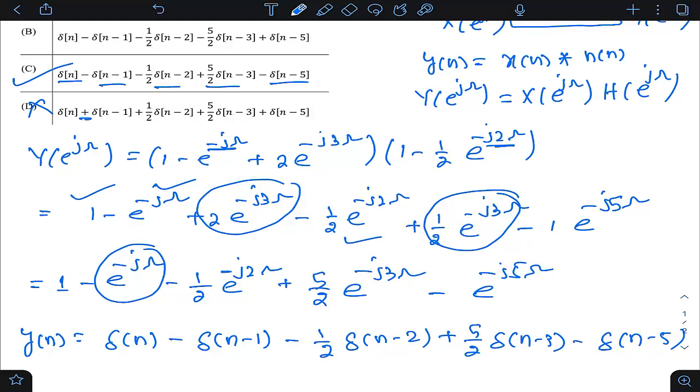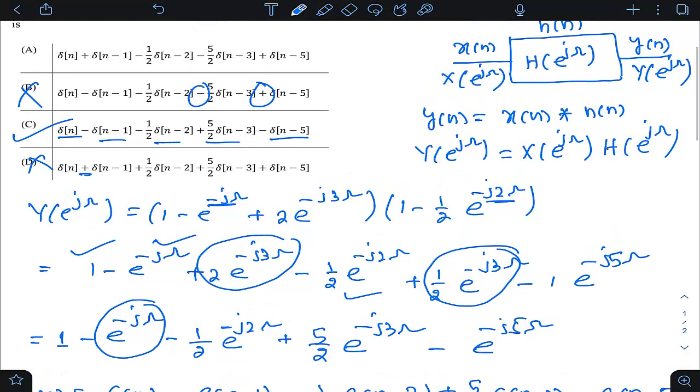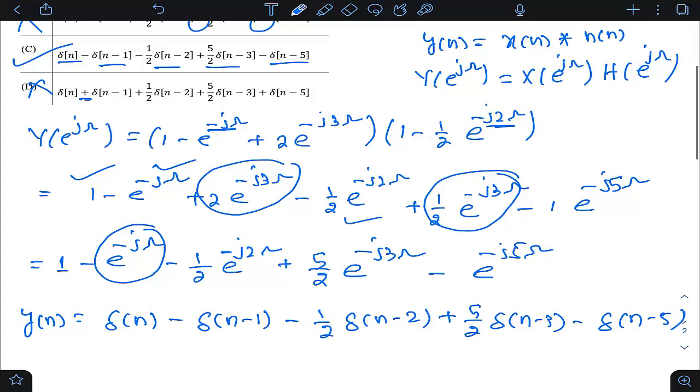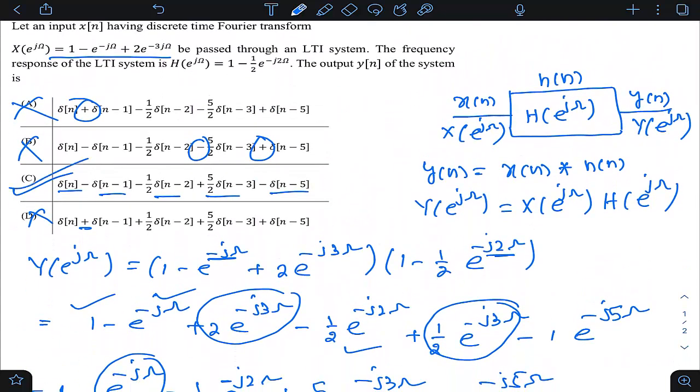Option B cannot be the answer, because these signs are minus and plus. We expect plus and minus. So B is also not correct. And in the other option, you are expecting plus delta n minus 1, but we expect minus. This cannot be the answer. So based on the given data, definitely the answer is option C, which is this one.